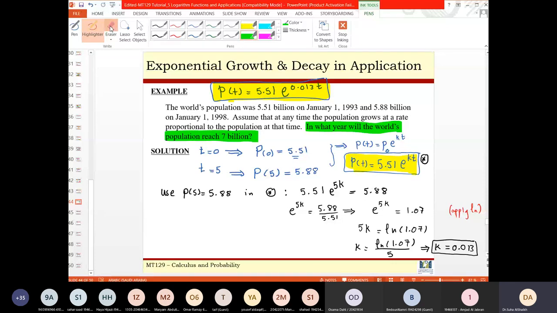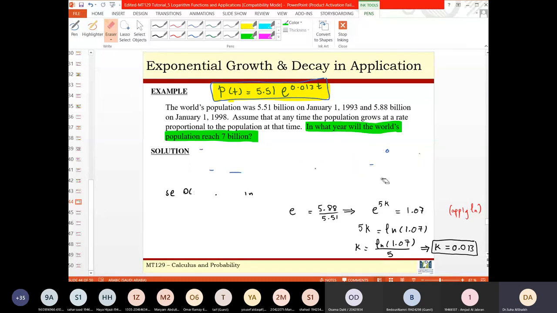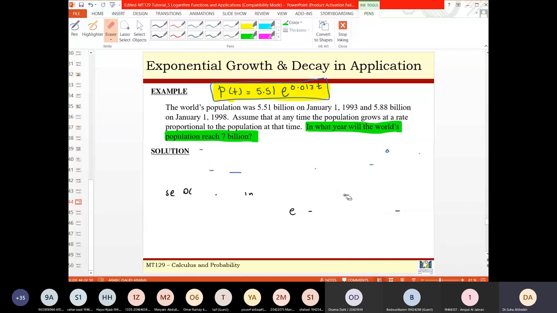So the question now is: when will the world population be 7 billion? When will the population be 7 billion? So I'm asking about the time t when the population is equal to 7 billion. Excellent. I'm talking about when the population is equal to 7.